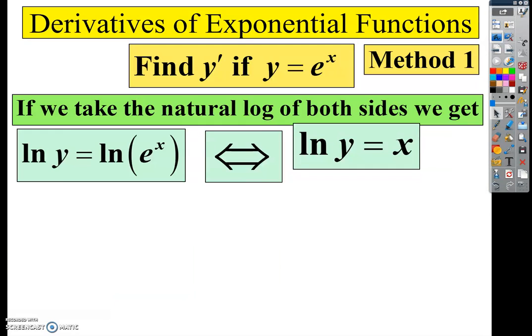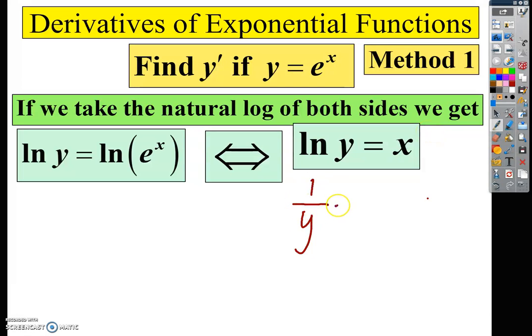So let me actually just do this with paper. So I know that the derivative of this is 1 over y times the derivative of y, which is equal to 1.